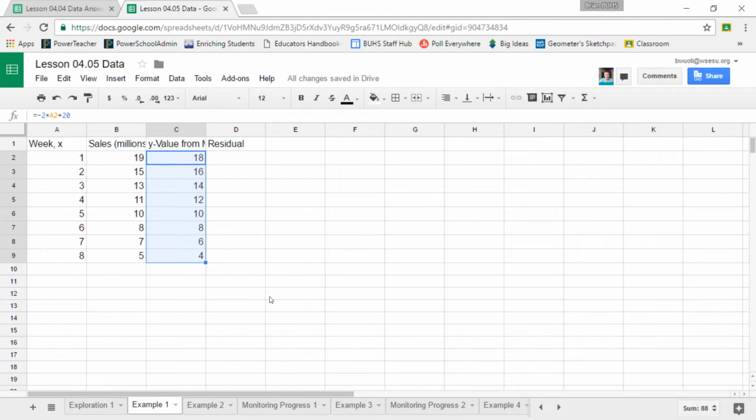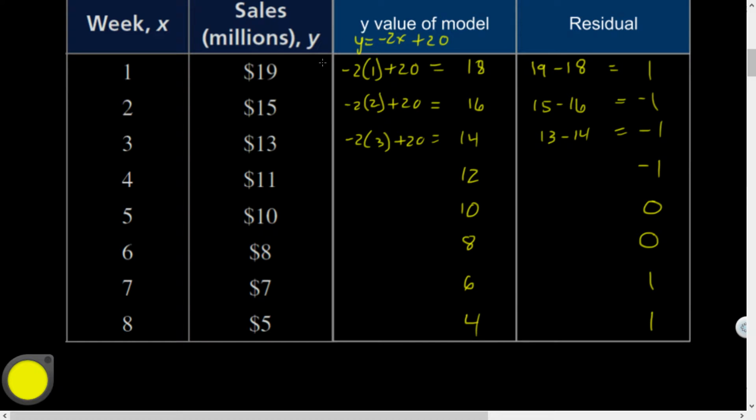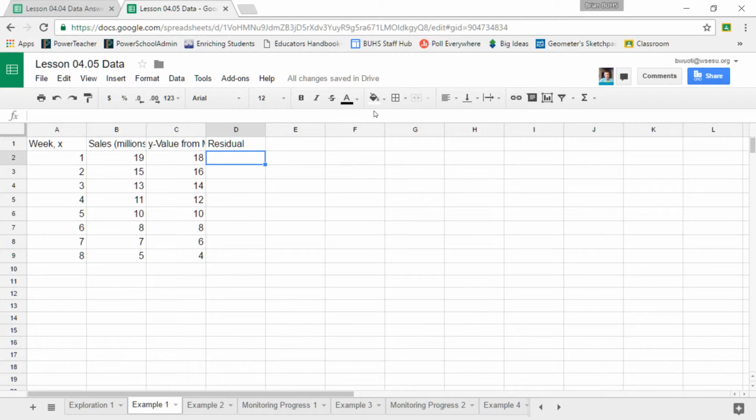All right, you got yours working? Awesome. Let's calculate the residual. What was the residual equal to? That was equal to the original y coordinate minus my predicted y coordinate. So watch this. Click in the top residual cell. I'm going to hit equals. And I'm going to say I want to do 19 minus 18, but I'm going to do that by clicking on the 19 cell. So that says B2. I'm going to type a minus sign and click on C2.